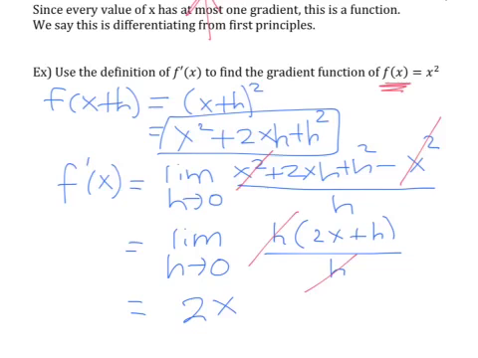2x. So what does 2x mean? It means slope at any given point on this function. On any given point on x, on f of x equals x squared, the slope could be represented as 2x. Let's move on to the next slide.